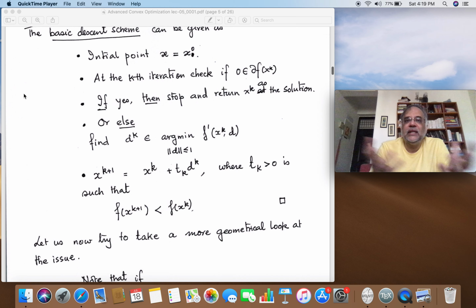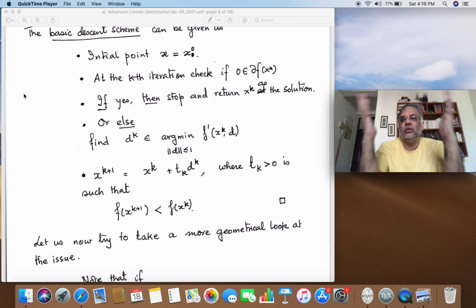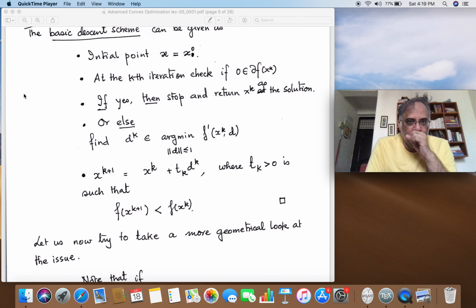So the basic descent scheme is the following. When you write down a descent scheme, the basic algorithm: take initial point x equal to x0. At the kth iterate, check if 0 is an element of del f xk. If yes, then stop and return xk as a solution. If not, find a descent direction dk by solving this. You might ask, you are trying to solve a non-smooth convex optimization problem inside a non-smooth convex optimization problem. But in reality, you will not need that. This is just the most idealistic version of the descent scheme. This is not a practically implementable version of the descent scheme.